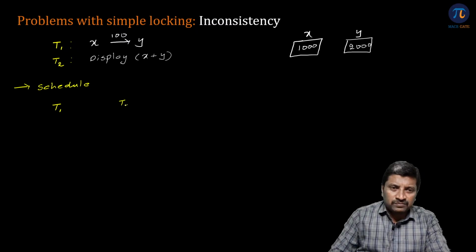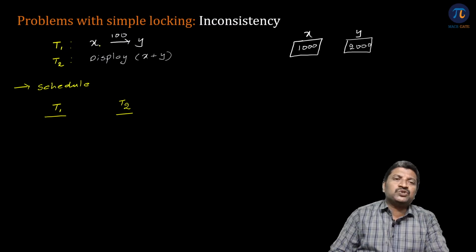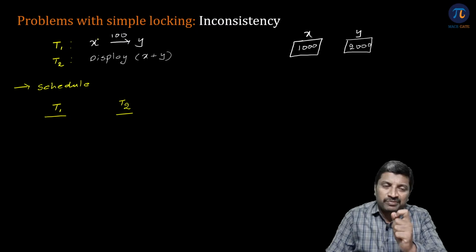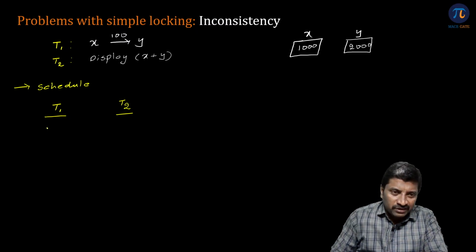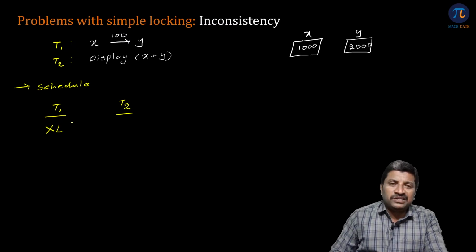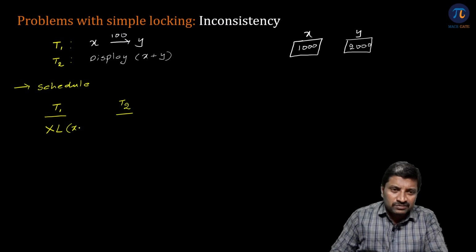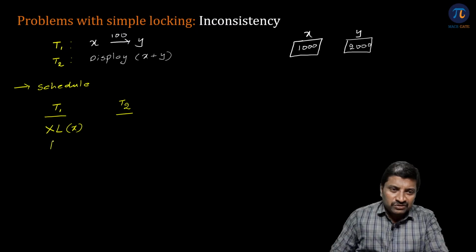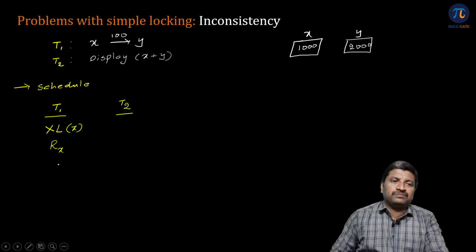T1, T2. Let us consider T1, sir. It wants to modify the value of X because it wants to subtract 100 rupees from X. So first it needs to get exclusive lock. Let me write XL. My intention is exclusive lock on which data item? On small x. After getting exclusive lock, first it wants to read the value of X.